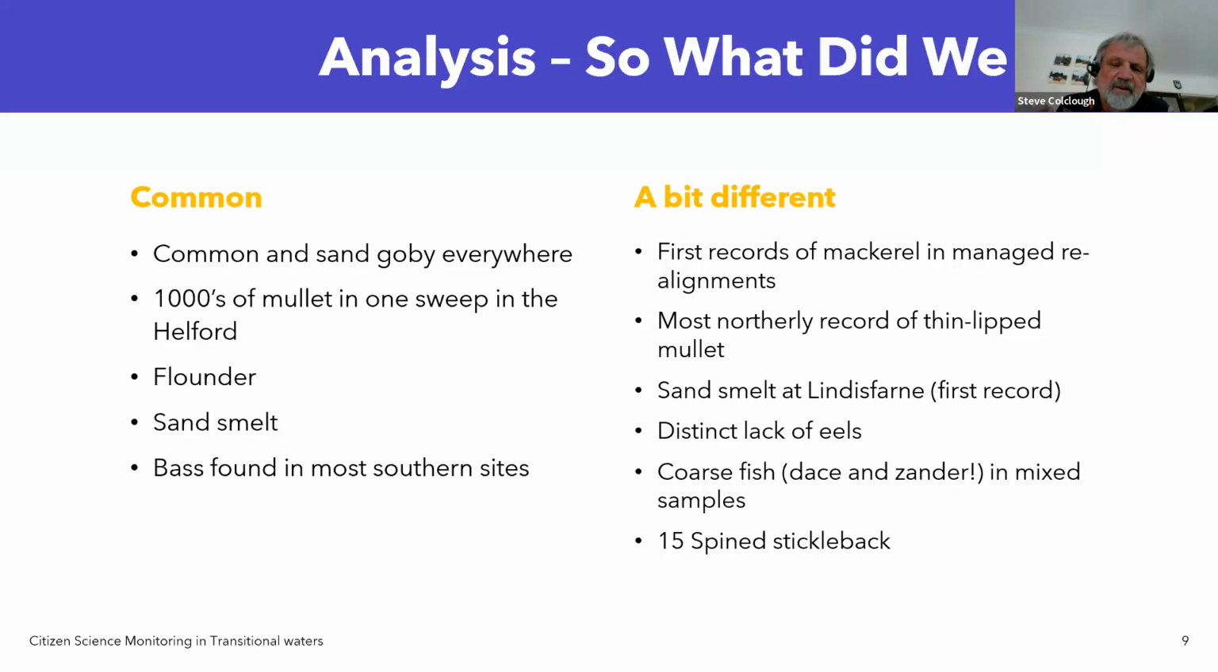We found the first records of a mackerel ever in either a managed realignment or the bottom of a salt marsh. This is an oceanic species which doesn't come into close inshore because we were there at precisely the right time, the right equipment. These volunteers can honestly say we found something new to science. This work is also important in terms of climate change. As it says, the most northerly record of thin-lip grey mullet and sand smelt. These are southern warm water species slowly moving up the east coast of England, and nobody's noticing that. We can be monitoring that as we go along.